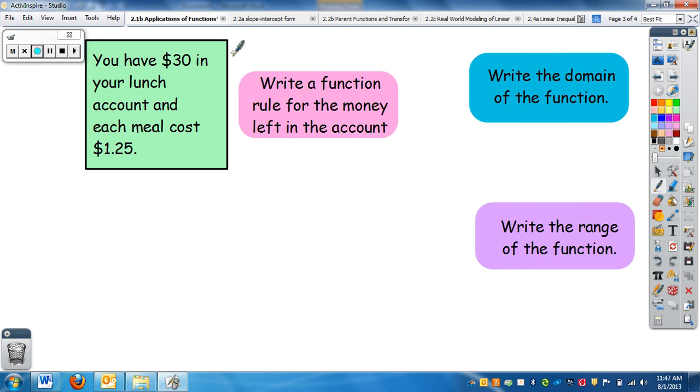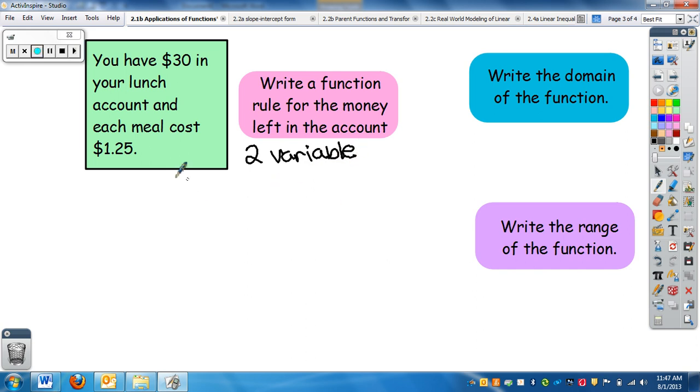Alright, so let's look at our second situation, our last situation. You have $30 in your lunch account, and each meal costs $1.25. So again, we're going to write a function rule for the money left in the account. So we need our two variables. And then we can write our function rule, our equation.